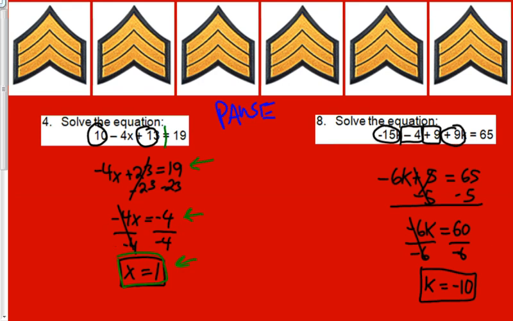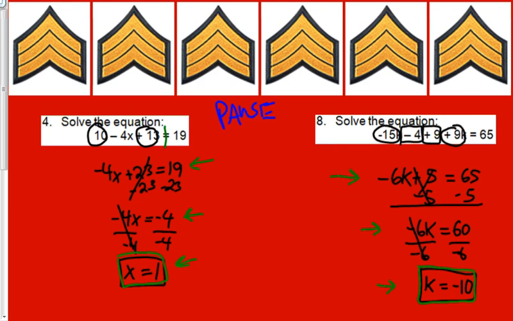Now at number 8, what I combined here in the circles was the negative 15k and the 9k. I got negative 6k. I combined in the boxes the negative 4 and the positive 9, and I got positive 5. So those two added together equals 65. That's where we're at after combining like terms. Now our two steps. Get rid of the plus 5 by subtracting 5 on both sides. What's left over is negative 6k on the left side and then 60 on the right. And we're going to undo that multiplication by dividing by negative 6 then. And you end up with k by itself equaling negative 10.